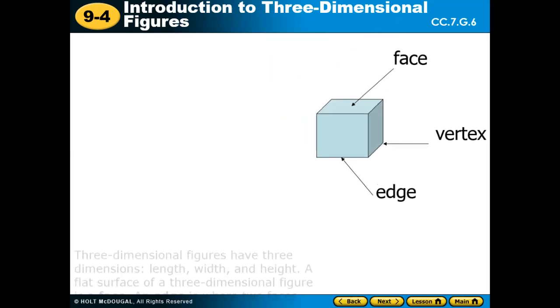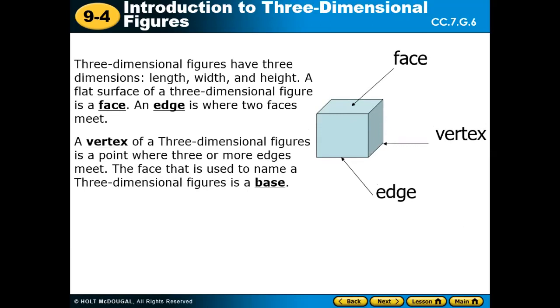In previous years, from grade 3 till grade 6, we learned that three-dimensional figures have 3 dimensions: length, width, and height. A flat surface of a three-dimensional figure is a face. An edge is where two faces meet. A vertex of a three-dimensional figure is a point where 3 or more edges meet. The face that is used to name a three-dimensional figure is the base.